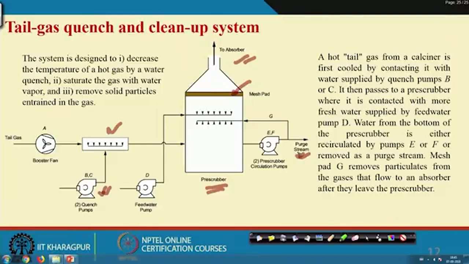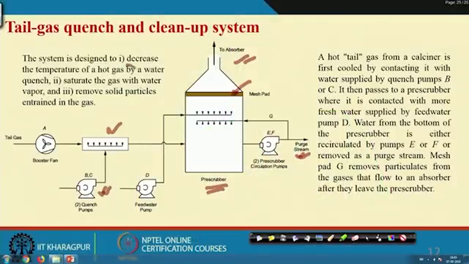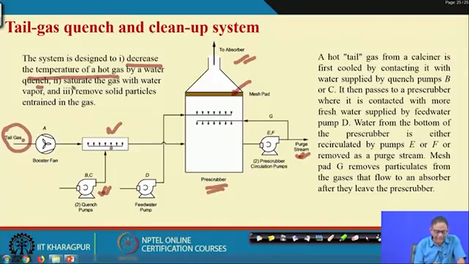So, what is the system level objective here? The system is designed to decrease the temperature of the hot gas by water quench. Because this gas is hot, by water quenching you want to decrease the temperature. Then saturate the gas with water vapor. So, inside, the gas will be saturated using water vapor.